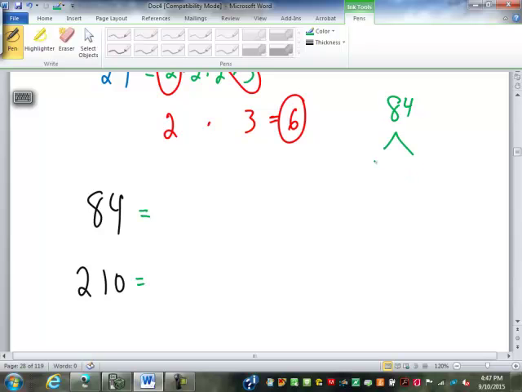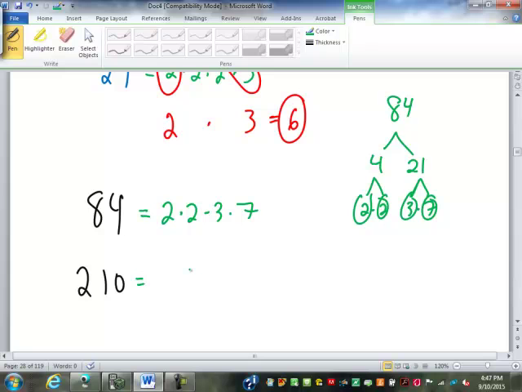84, well, I'm going to go like 4 and 21. 4 can split up into 2 and 2. Those are prime. 21, 3 and 7. So this is 2 times 2 times 3 times 7, because it's factors. Notice I'm not using the exponential form. I'm writing out the individual factors, because it's easier that way when I'm looking for the greatest common factor.